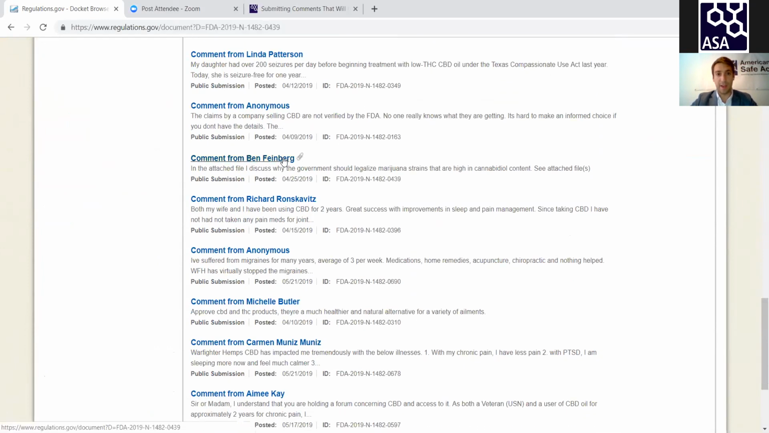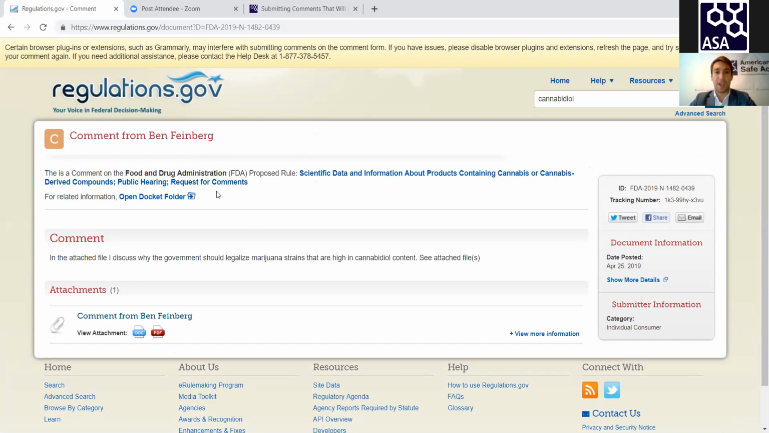So it's not a steadfast rule, but generally those commenters who choose to include attachments at least are providing references or a little bit more detailed information. So if we look at this comment from Ben, we open up his attachment and see that Ben has included some studies as well as some publications about what's going on with the CBD product that he is using. So this is a much more helpful comment in terms of what the FDA is looking for.